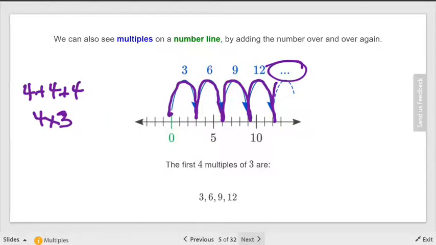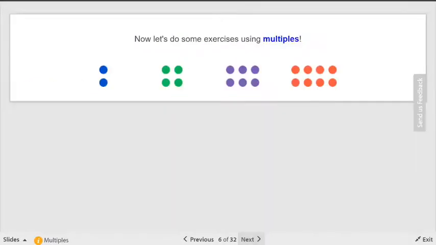Okay. Now, if I was asking you to find multiples of 1,432, would counting be a good idea? No. So you can do it, but only with smaller numbers is it really effective. Okay? All right. Now let's do some exercises using multiples.